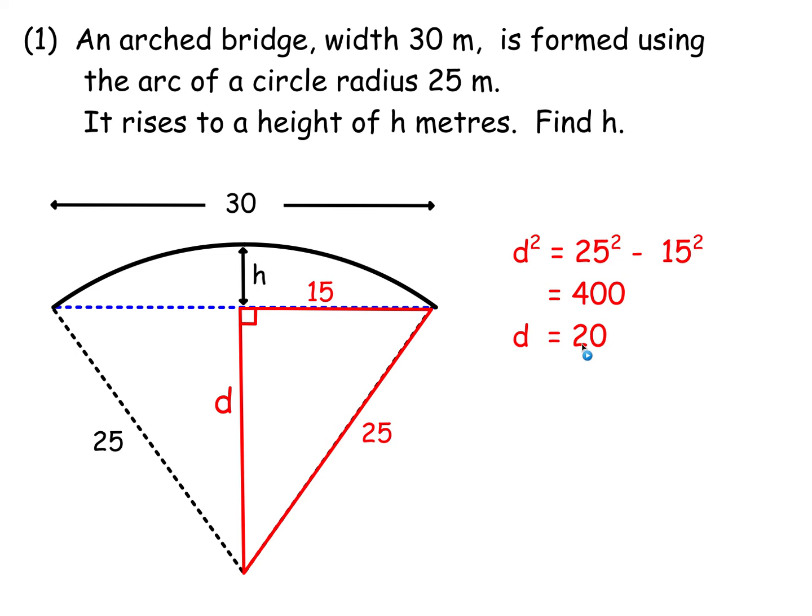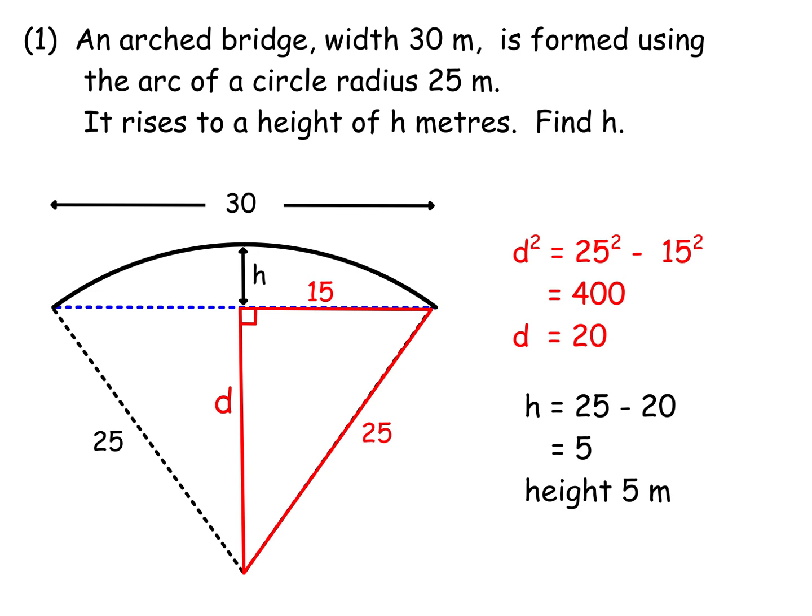Now of course that isn't usually a round answer like that. Usually it'll be rounded to so many decimal places. I've kept the questions to have no rounding in it, just to keep it nice and simple. So d is 20. The radius was 25, so from the centre all the way out to the circumference of the circle was 25, and d is 20. So this gap h is the radius 25 minus that distance d. So the height's 5 metres.